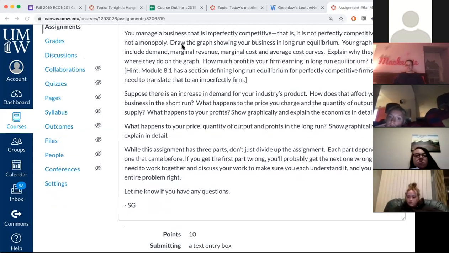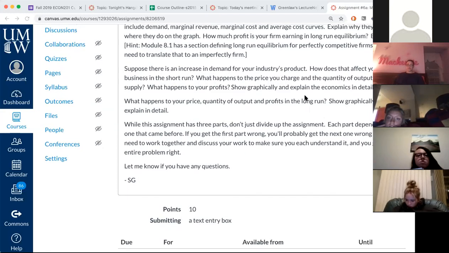Draw the graph of the firm in long-run equilibrium. We always start in long-run equilibrium. Second, suppose there's an increase in demand for your industry's product. How does that affect your business in the short run? What happens to the price you charge and the quantity of output you supply? What happens to your profits? Show graphically and explain. Okay, and then what happens to all of those things in the long run? Okay, show graphically and explain in detail.